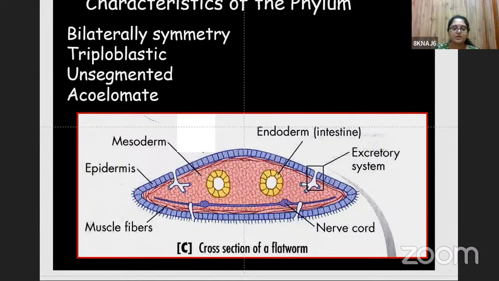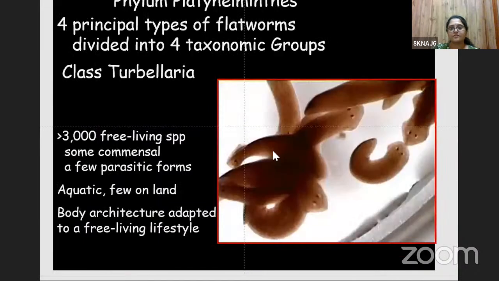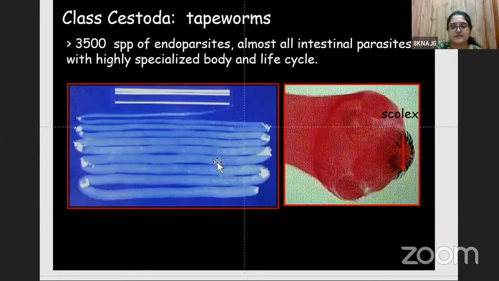So when it comes to class Cestoda, you can see that they're all tapeworms, because they look like flat, ribbon-like creatures. And this is the class Turbellaria, as you can see with the eyes and all that. I'll get to the tapeworm structure. Yes, this is how big the tapeworm is.